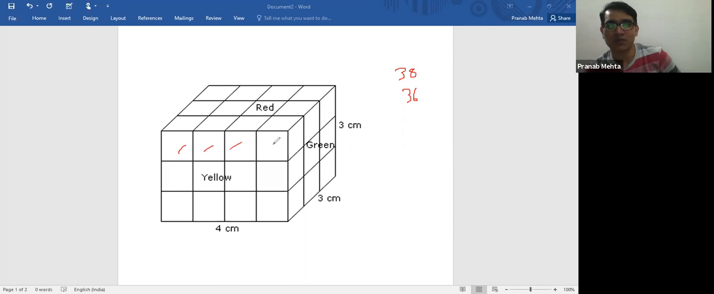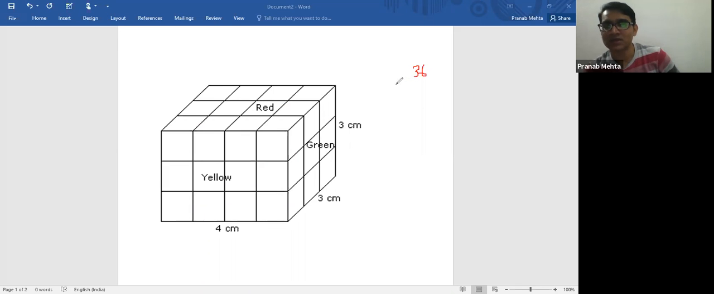1, 2, 3, 4. Another 4, 8, 12. 12 are there in one slice. So total 3 slices are there. So 12 into 3 is 36. From where are you getting 38? So total 36 are there.